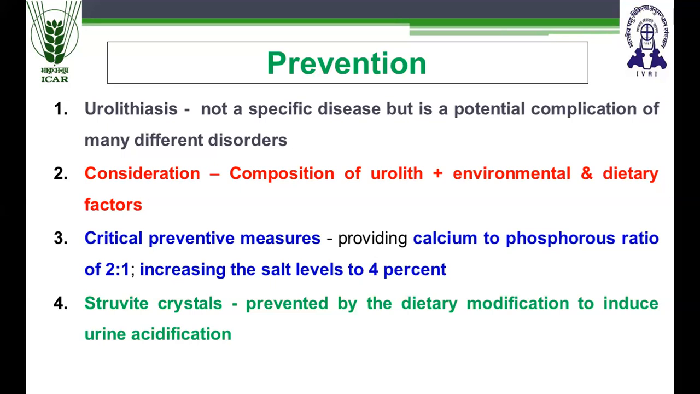So critical preventive measures involve providing a calcium to phosphorus ratio around 2:1, increasing salt level to 4%. So we have to stop the wheat bran, and we have to customize the diet in such a way that the calcium phosphorus ratio is 2:1. And increasing or promoting salt level to 4% so that the water intake is increased. And the most commonly reported calculi is struvite calculi. It can be prevented by dietary modification to induce urinary acidification, because struvite will crystallize in an alkaline environment.